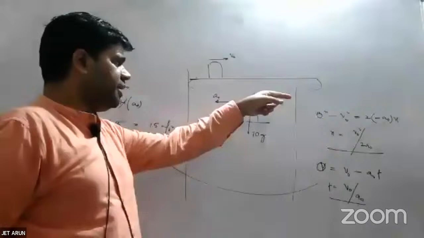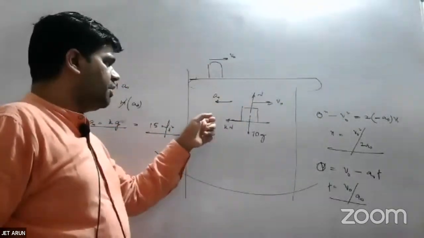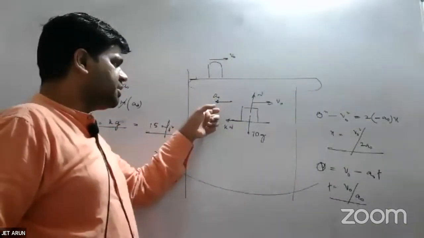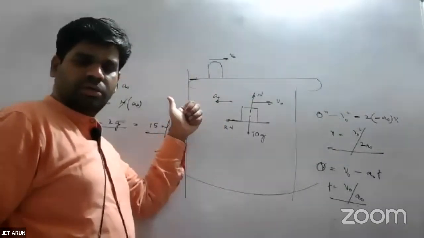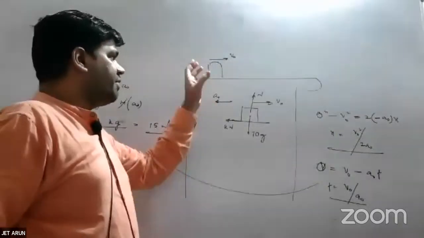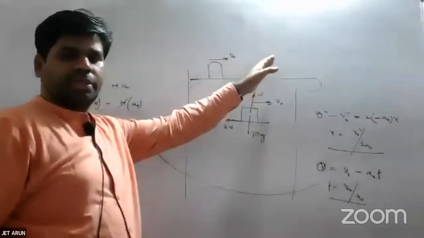Look, V naught is towards the right. Force is towards the left. Force is the cause of acceleration, so acceleration is the effect of this force. If the force is to the left, the acceleration will also be to the left. See, if I throw a block like this, it will go and eventually stop.